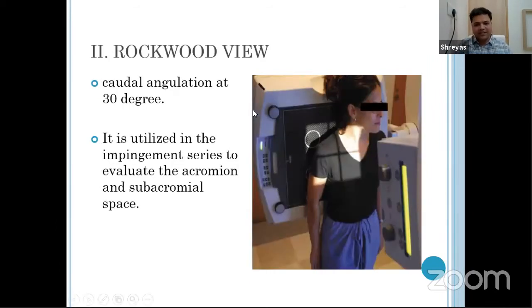Rockwood view. The Rockwood view is basically a modification of the AP view. In this view, the position of the patient is similar to that of the AP view, but the X-ray beam is angulated caudally at 30 degrees. It is utilized in the impingement series to check for the acromion and subacromial space.